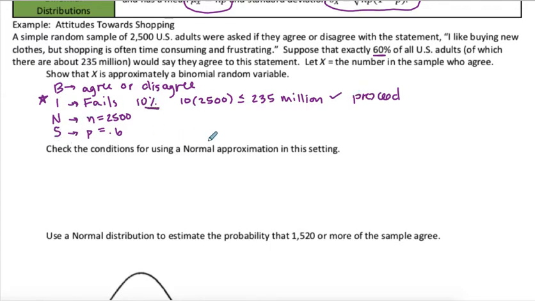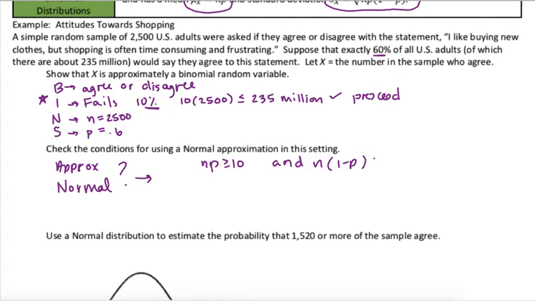So what about becoming approximately normal in this setting? This is a huge sample, so can we check to see if it's approximately normal? Here's how we check that. We're going to check two things. Is n times p bigger than or equal to 10? And is n times 1 minus p bigger than or equal to 10? All right, so we're going to plug in our information here. We have n, which is our 2,500, times p. This is our expected outcome. And when I multiply those, I get 1,500, which does meet this criteria.